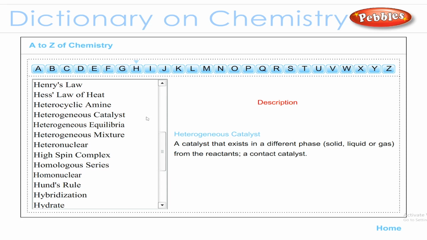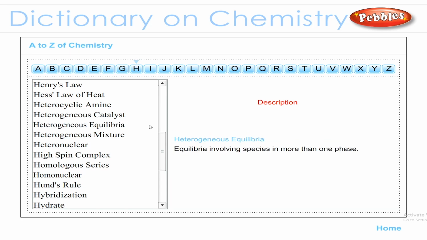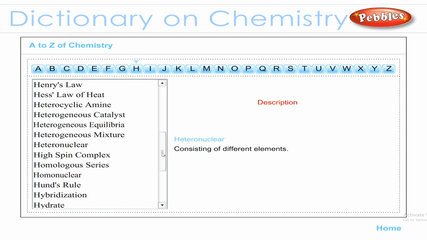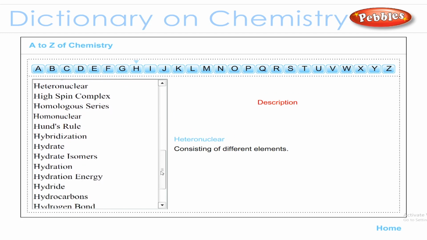A contact catalyst. Heterogeneous equilibria. Equilibria involving species in more than one phase. Heterogeneous mixture. A mixture that does not have uniform composition and properties throughout. Heteronuclear. Consisting of different elements.